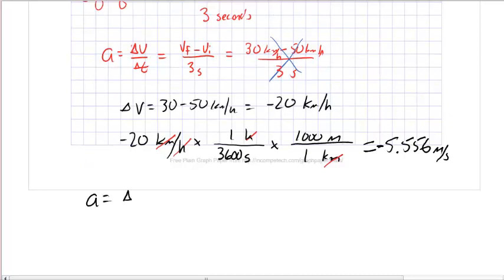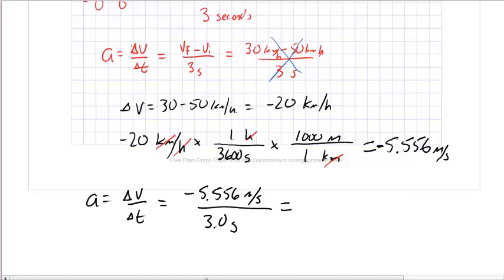Acceleration, once again, is change in velocity over change in time. So my change in velocity is negative 5.556 meters per second over a time of 3 seconds. And that is negative 1.85 meters per second squared, which are the units for acceleration. It's always distance over time squared. It could be meters per hour squared or kilometers per hour squared. Those aren't very conventional units. 99% of the time for acceleration you're going to see meters per second squared, so that's something you're always going to try to do.